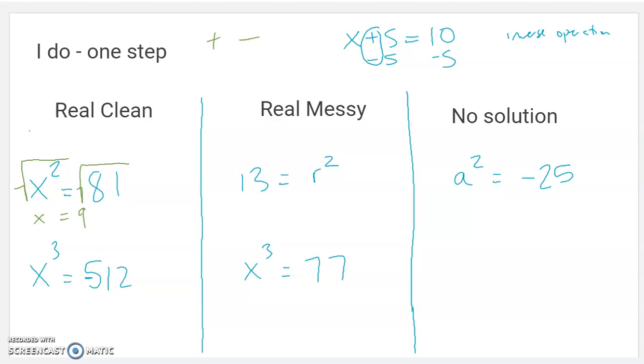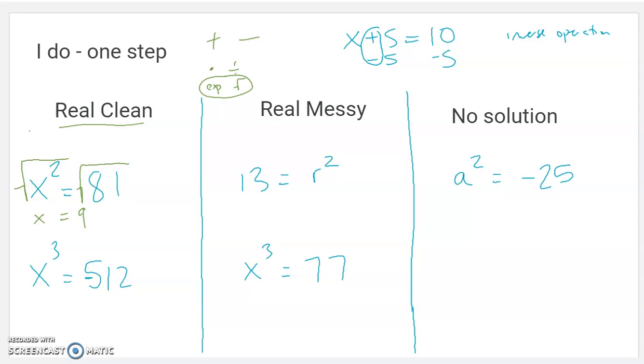Just like addition and subtraction are inverse operations, and multiplication and division are inverse operations, so are an exponent and a root. They're inverse operations. So down here, again, these are real clean ones. They're kind of easy to do.